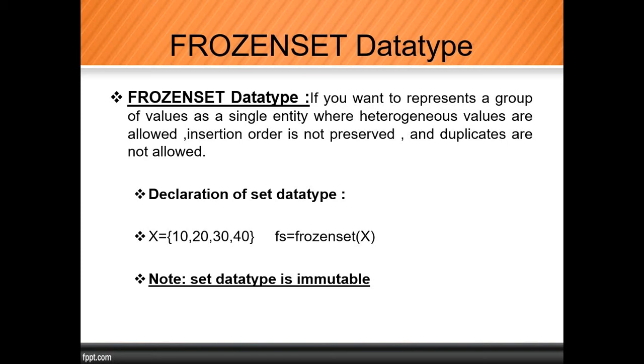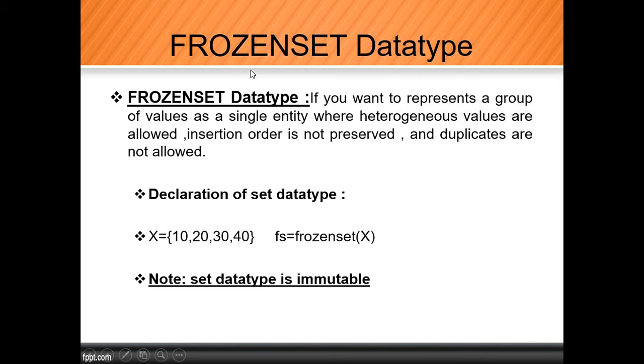And one more difference is mutability and immutability. If you want to add elements, then we will use a list. If you don't want to add elements, then we will use a tuple. In that section, if you want insertion order preserved and duplicates allowed, then we will use a list and tuple.